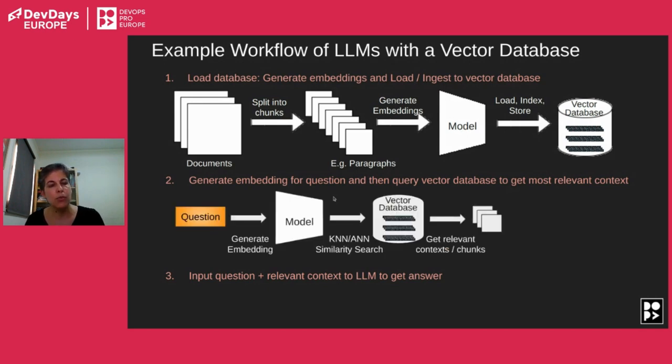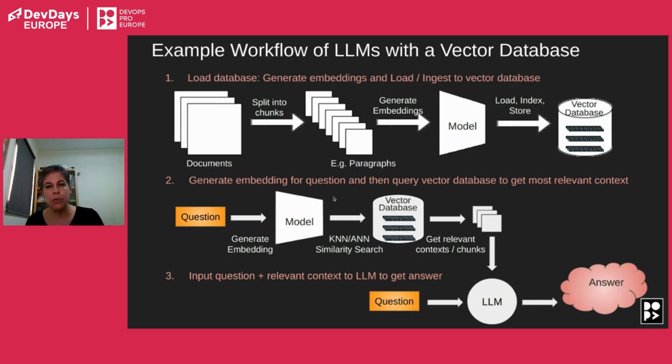Then we have a question, okay? I would like to buy blah, blah, something, okay? We generate an embedding for that question using the same model. And then we perform a KNN, a similarity search, or ANN, which is approximate nearest neighbor, against the data that we loaded to the vector database to get the relevant context and chunks, as you can see here.